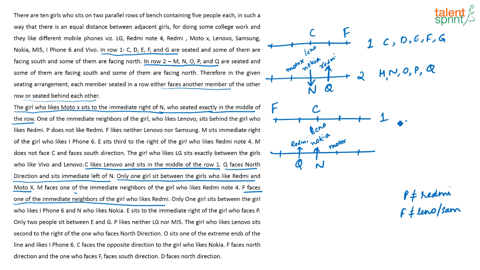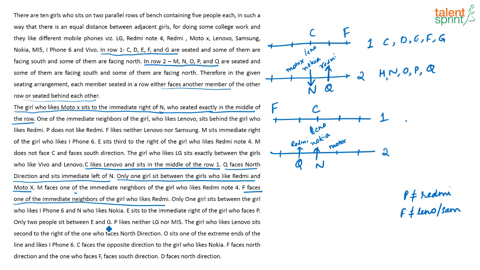See, remember I have taken this as row 1 and row 2 here. Again, we are not sure if we are doing it correctly. Might be row 2 can be in the beginning, row 1 can be next. Generally that's not the case, but still let us just try it out like this. M faces one of the immediate, okay, that is not used. Only one girl sits between the girl who likes iPhone 6. So iPhone 6 can either be here or here. Again, we cannot fix that.